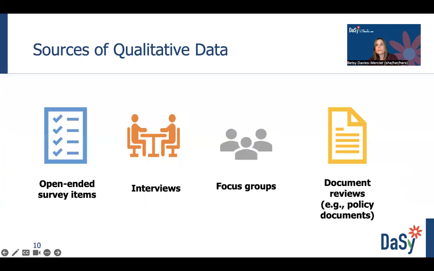Where can you get qualitative data? Open-ended survey items are items that do not have a fixed number of responses. Often, open-ended items ask questions like, do you have any suggestions for improvement? Or is there anything else you'd like to tell us about your experience in the program? Interviews and focus groups are other ways to gather qualitative data through open-ended questions. Many state staff also conduct qualitative analyses through their review of various policy documents and other written materials. Document reviews allow you to summarize qualitative information.